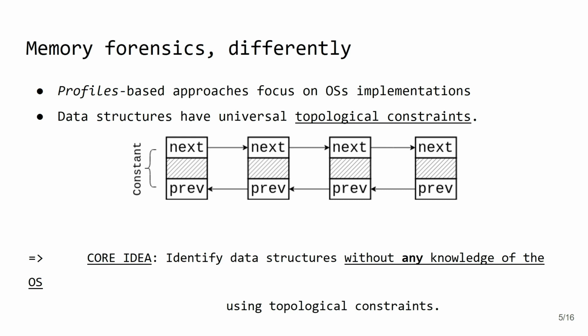The core idea of our work is that it's possible to identify the kernel data structure in a memory dump without any knowledge of the operating system that has generated them, using only topological constraints.